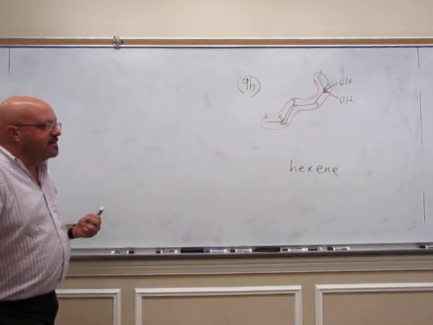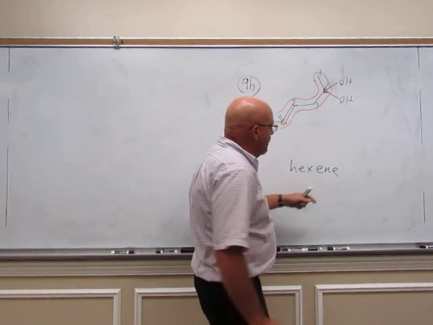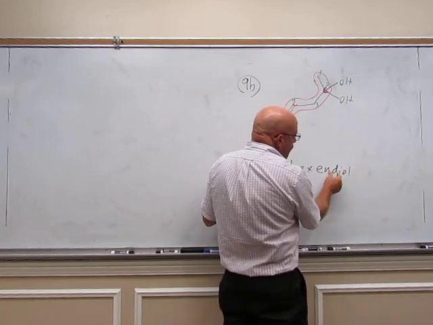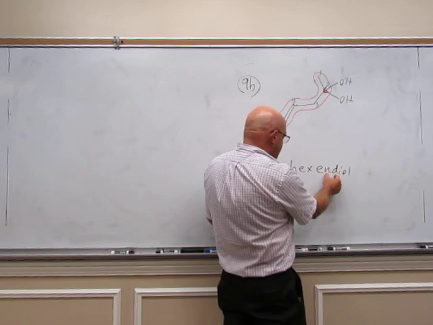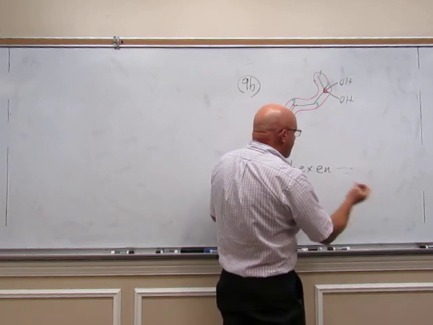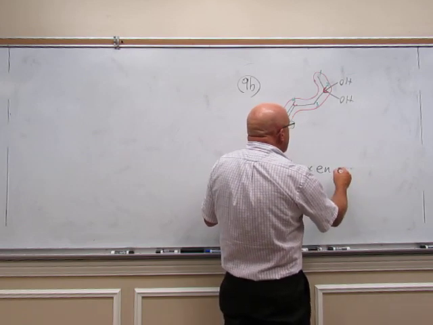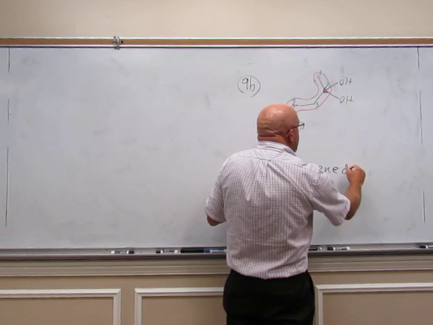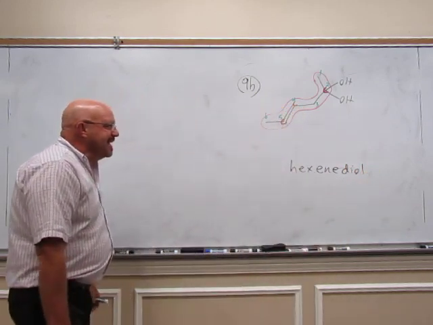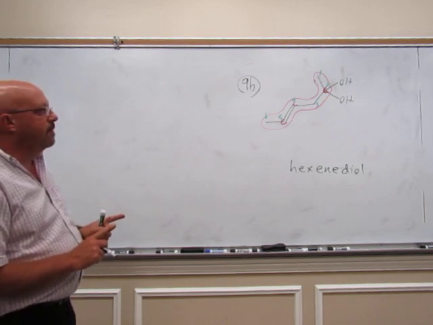Since diol starts with a consonant, we're not going to drop the E, because if you drop the E and put diol, you get two consonants together and it's difficult to pronounce. So we leave the E when our suffix starts with a consonant, and we drop the E if it starts with a vowel. So we're going to leave that E on there and do diol. It's a hexene diol. Now, I need to tell the position of everything.